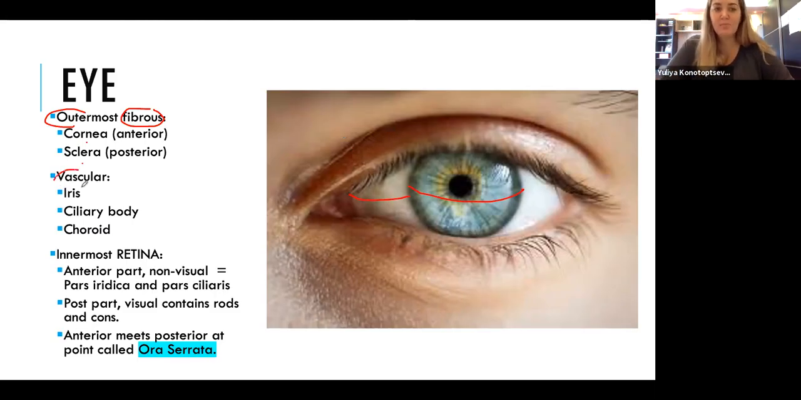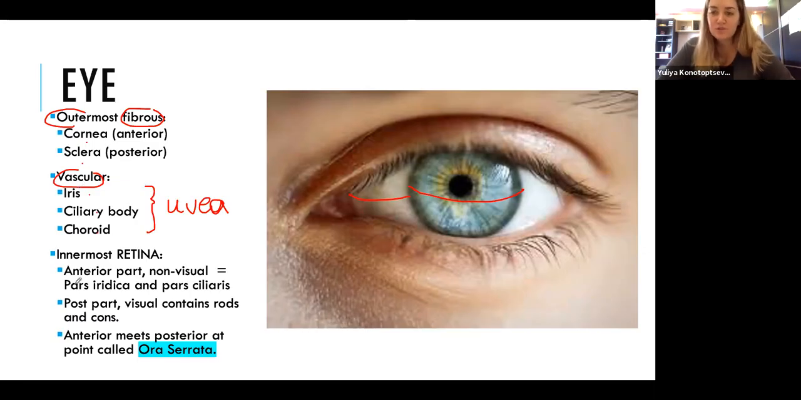The vascular component of the eye is going to be the iris, ciliary body, and choroid. Together, this area is known as the uvea. Sometimes in the exam, you will see uvea or uveal tract. That's also another name that could be used here. Uveal tract is typically talking about the vascular component of the eye.